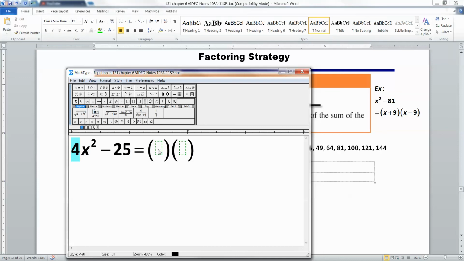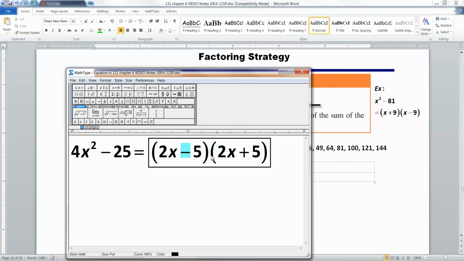So you say, okay, square root of 4 is 2. So if I do 2x and 2x, that'll be perfect because then I'll have half of it on one side and half of it on the other. Then I do minus 5 plus 5. Or if you like plus 5 minus 5, it's fine. They're exactly the same, but one's a minus and one's a plus.